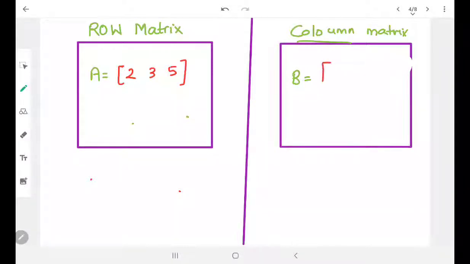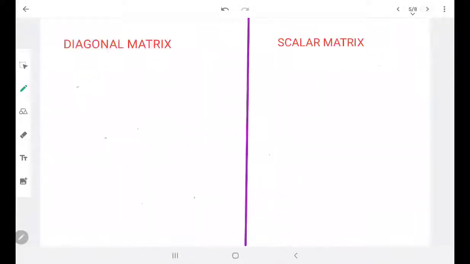Column matrix means only one column. So like this. The order can be anything. Here it is 1 by 3 and here it is 3 by 1. Row matrix means only one row. Column matrix means only one column.